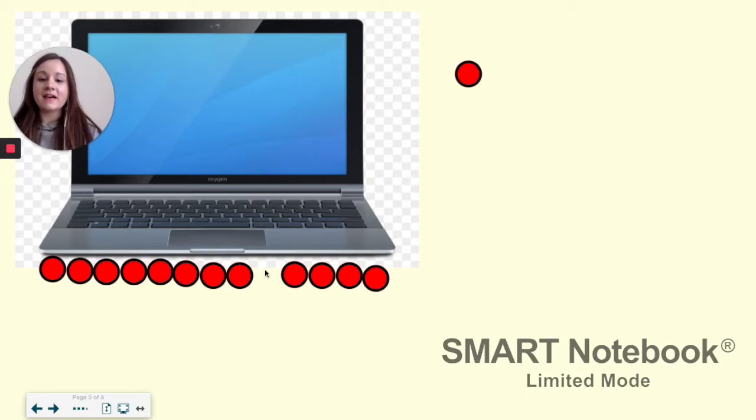Now you should say that I didn't do it accurately because I had a big gap, so we need to move those along. And we can add in another one. So the laptop is 1, 2, 3, 4, 5, 6, 7, 8, 9, 10, 11, 12, 13 counters long.